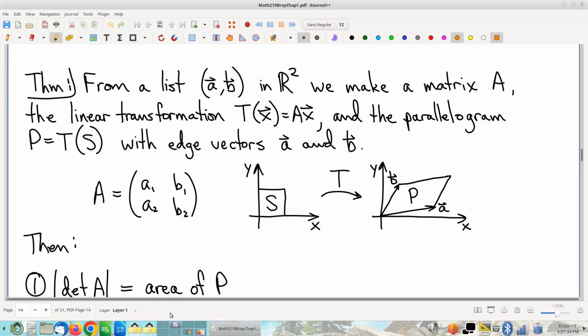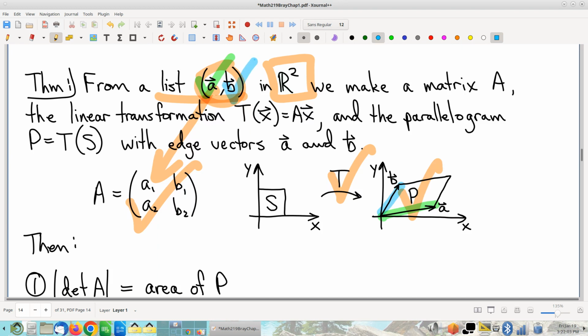We were talking about this big theorem right here. Remember, what this theorem says is several things, but the big idea is if you're in two dimensions, and if you have a list of two vectors, the list will help you make a matrix. The matrix gives you a transformation. The transformation gives you a parallelogram. The parallelogram, you notice, has edges that are the original vectors. And with all of that set up, again, I haven't really made a statement yet. I'm just pointing out that these things all kind of connect to each other.